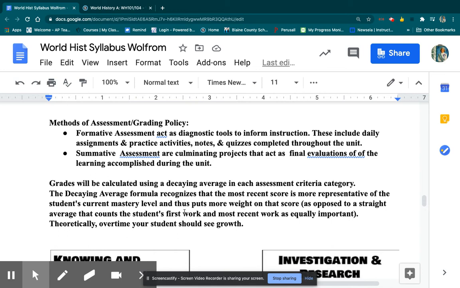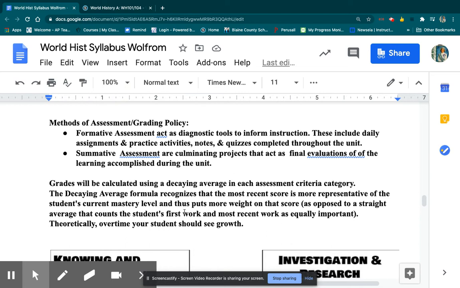Summative assessments are at the end of units. They are culminating projects. They also will be final exams and are final evaluations of the learning accomplished during the unit. So formative assessment is for learning, like you're actually learning from the process of those little assessments. You get some information, you get some feedback, you make a course correction, and then you do it again. That's formative assessment. Summative assessment is more high stakes. It's like, okay, I did all this, now where am I?